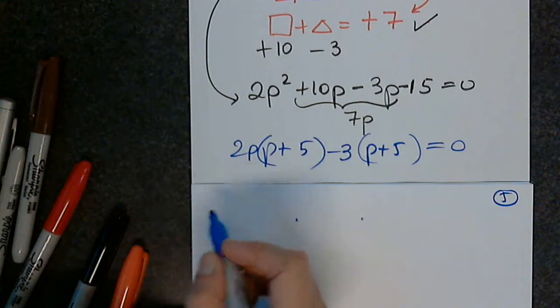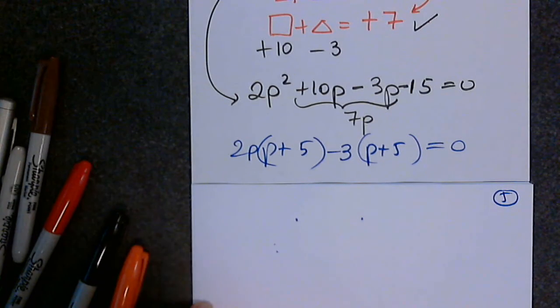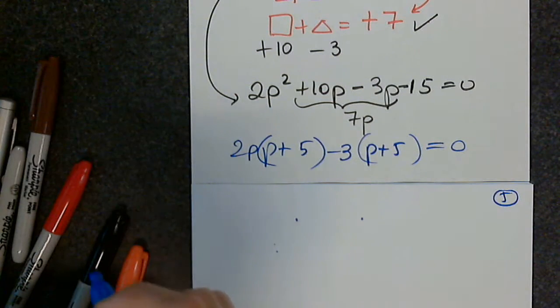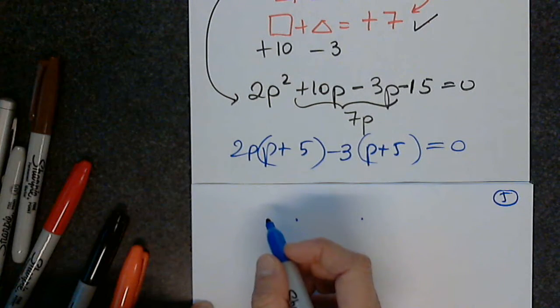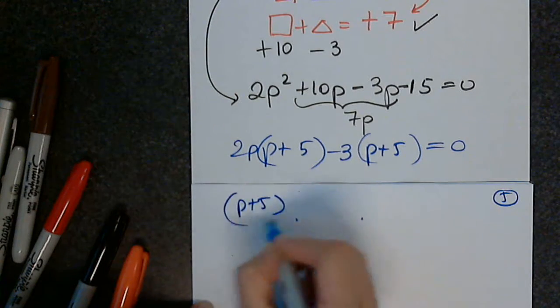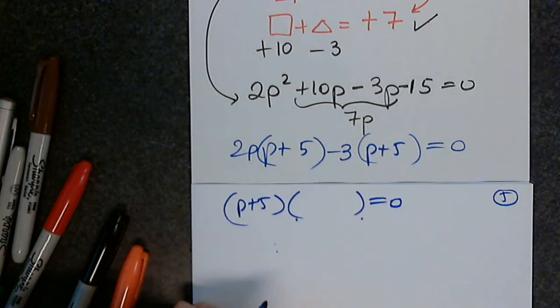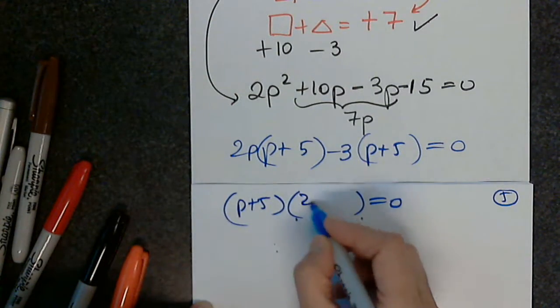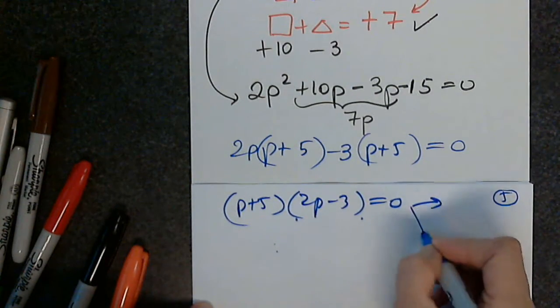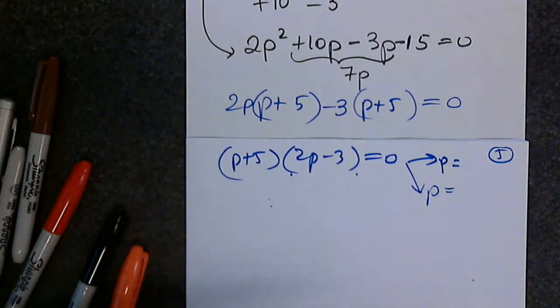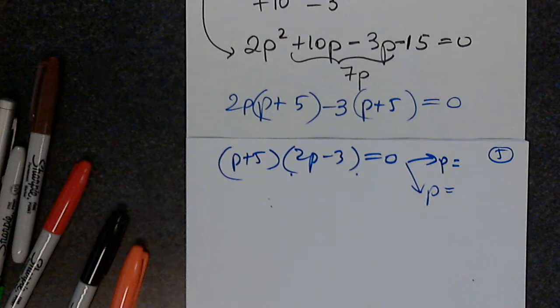Correct. The order is perfect, but I just wanted to write it as, what is the common factor that comes out? Plus 5. Indeed, p plus 5 is the common factor. What is left? 2p minus 3. That's it. Finally, after all this effort, we have two solutions for p.